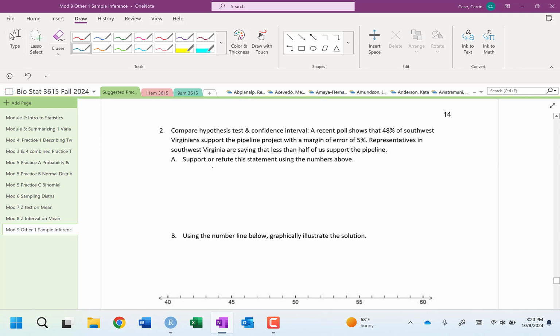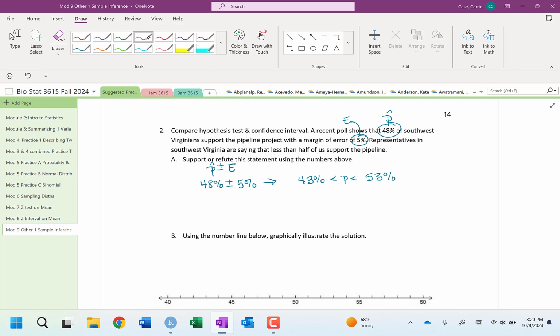So we know that our confidence interval is our statistic plus or minus the margin of error. And we have our statistic, it's right here. And we have our margin of error, it's right here. So p hat is 48%, that's our statistic, plus or minus our margin of error, which is 5%. And I can do that math. 48% minus 5% is 43%. That's my lower bound for my confidence interval. 48 plus 5 is 53%. That's my upper bound.